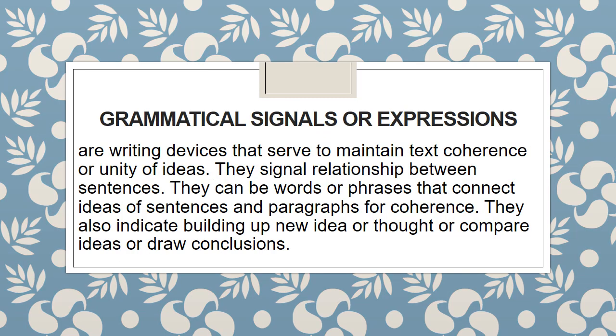Okay, so what are grammatical signals or expressions? Grammatical signals or expressions are writing devices that serve to maintain text coherence or unity of ideas. They signal relationships between sentences, and they can be words or phrases that connect ideas of sentences and paragraphs for coherence. They also indicate building up a new idea or thought, or compare ideas or draw conclusions.